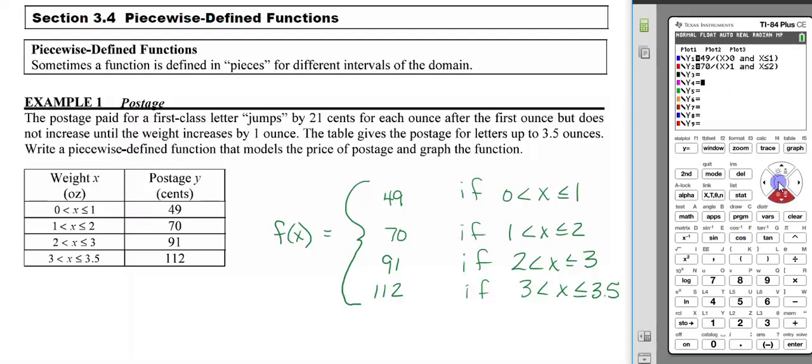The third piece we just have to put as a third function. It'll be 91. Put our slash and put our conditions in parentheses. X being greater than 2, and the logical operator of AND, x less than or equal to 3.